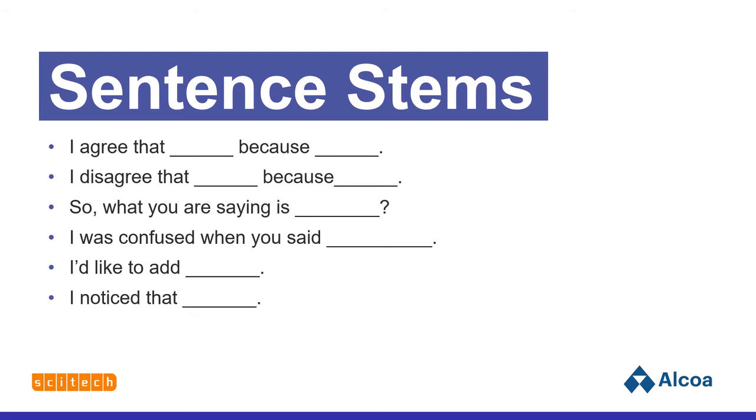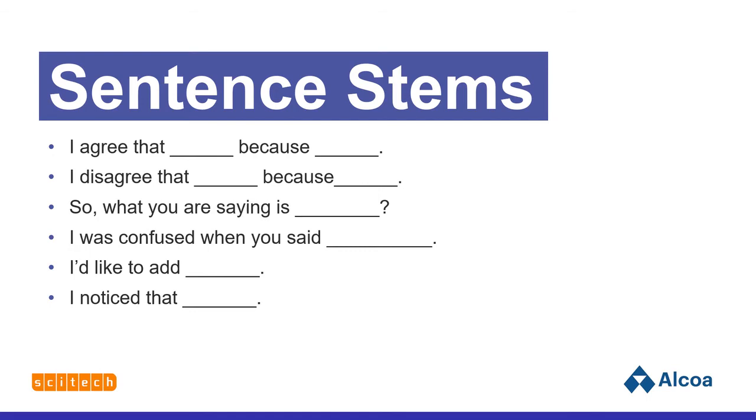Notice that the focus of all of these sentences is the idea and not the person. I agree that such and such because such and such. So they're being forced to provide reasoning with that sentence, but they're also focusing on the thing that was said rather than the person that said it. This reinforces the idea that my job as a student is to make sense of the mathematics and that together we are building our knowledge of mathematics.